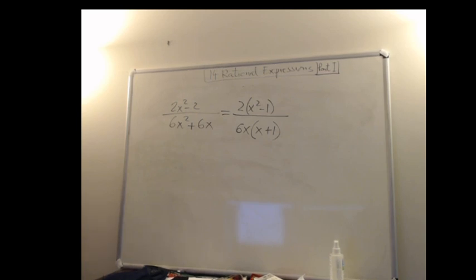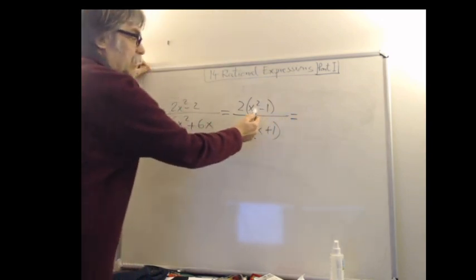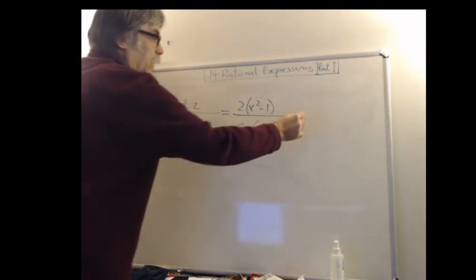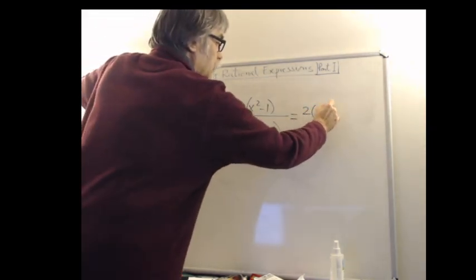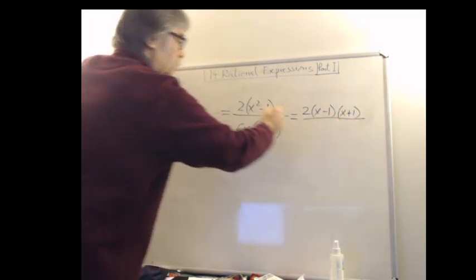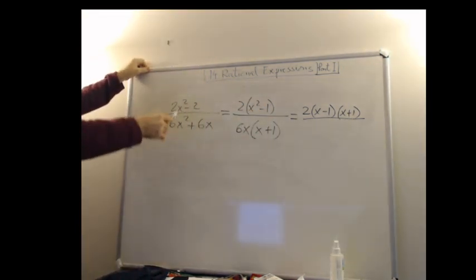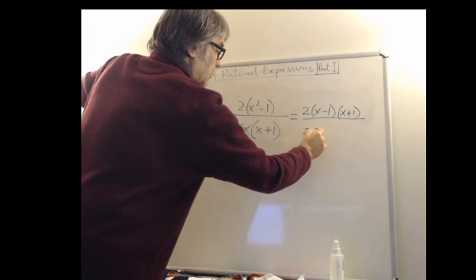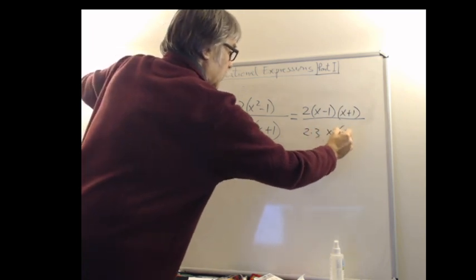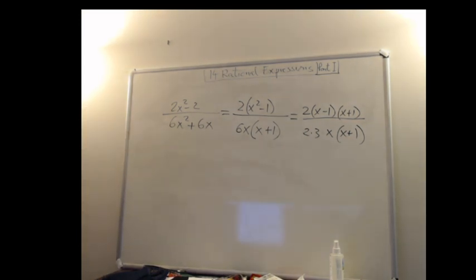You think maybe you're done now, but you're not done. So let's see what else. This is a difference of squares, x squared and 1 squared. So we know that that could go into x minus 1 and x plus 1. So now you have a complete factorization on the top. That's 1, 2, 3 primes. On the bottom you have 2 times 3 times x times x plus 1, right? I just split the 6 into 2 times 3.